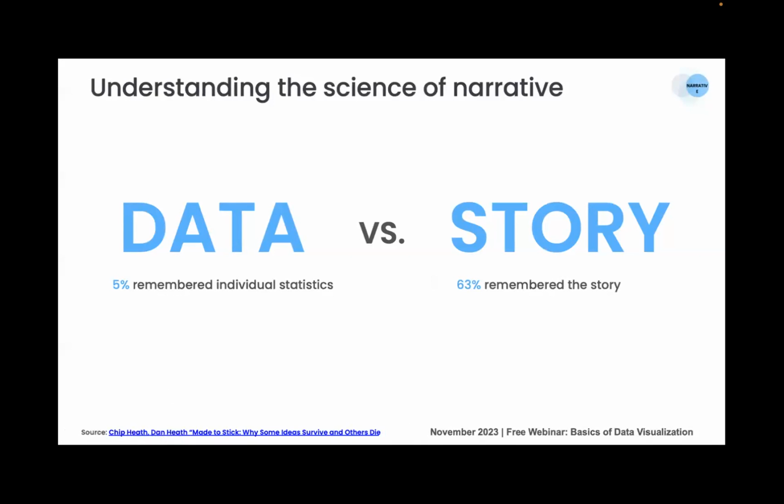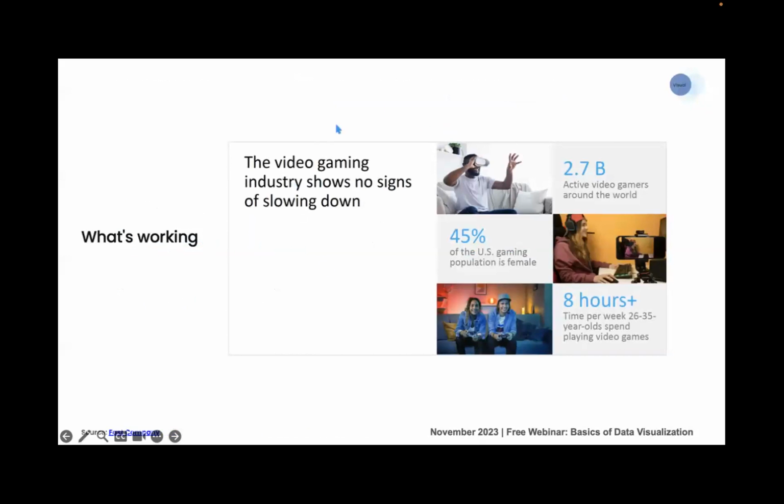And then a week later, the professors asked the same student group, hey, what do you remember? Are you remembering data or are you remembering story? What they found is 60% of students remembered story, not so much about stats data. Only 5% remembered stats. So again, when it comes to sharing data sets, let's make a story.